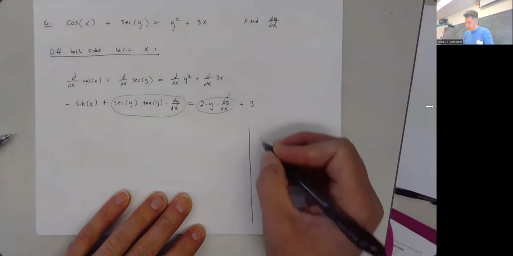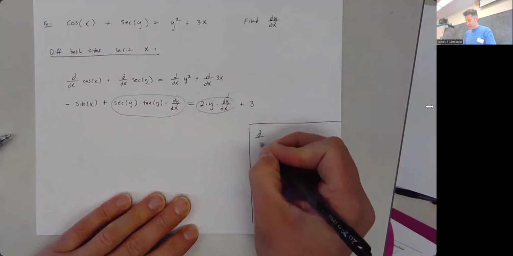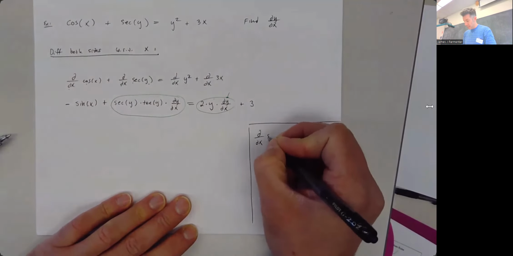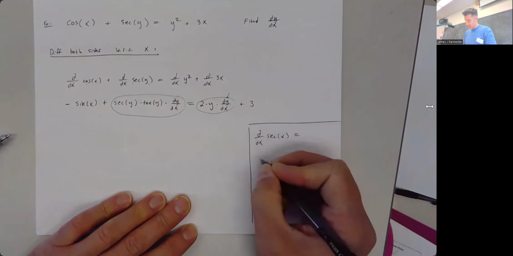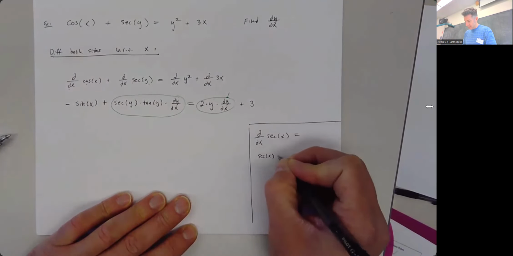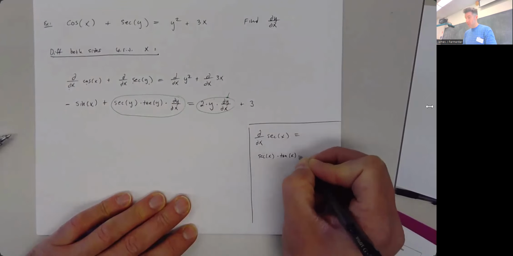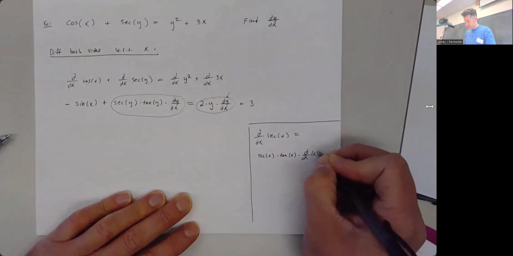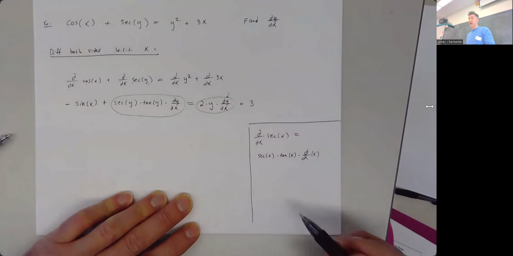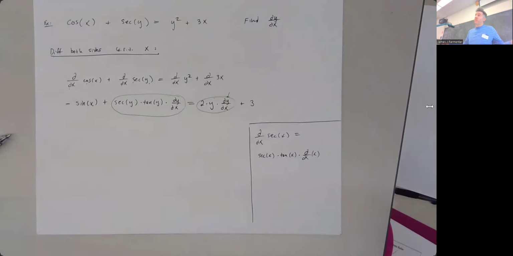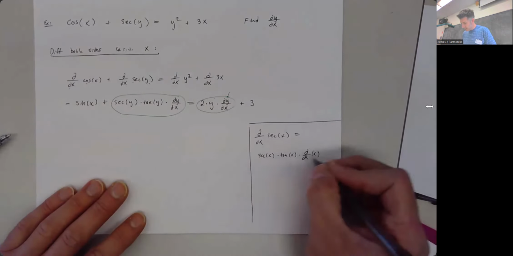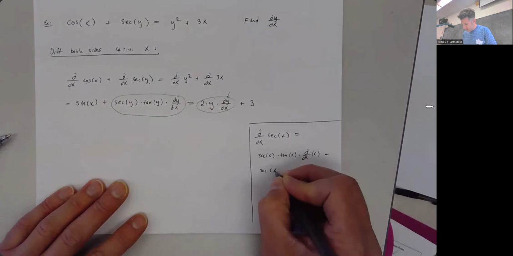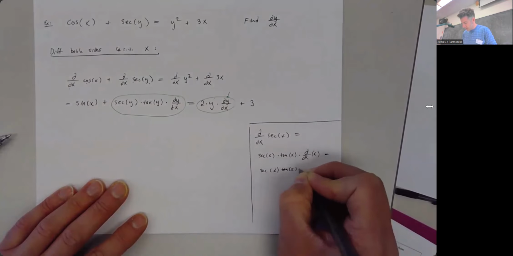So here's why. If I took the derivative with respect to x of secant of x, I would get secant of x times tangent of x times, chain rule, the derivative with respect to x of x. But what's the derivative with respect to x of x? Or what's the derivative of x? Thank you. Yeah, show me on your fingers. Yeah, 1. So this is just secant of x times tangent of x times the derivative of x, which is 1.